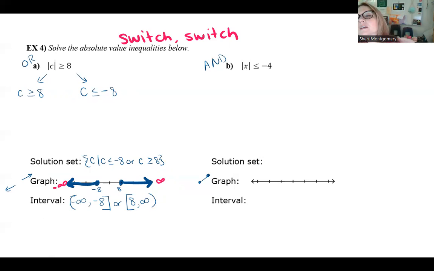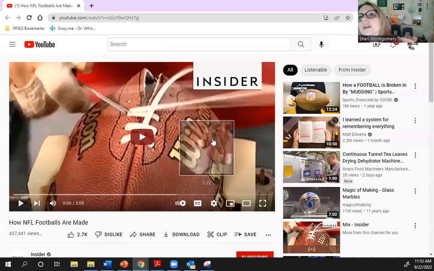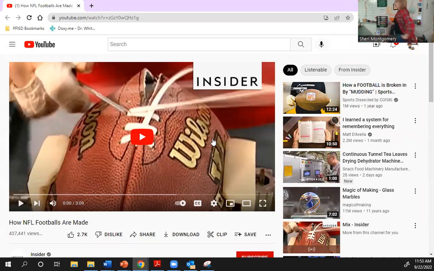Today, for a brain break, we're going to find out how footballs are made. But before we do that, I have a question. How long do you think, and if you know, don't say anything, how long do you think it takes to make a football? So we're talking about a mass-produced Wilson football. Some of y'all may have no idea, but we're talking about in a factory, a mass-produced football. How long do you think?